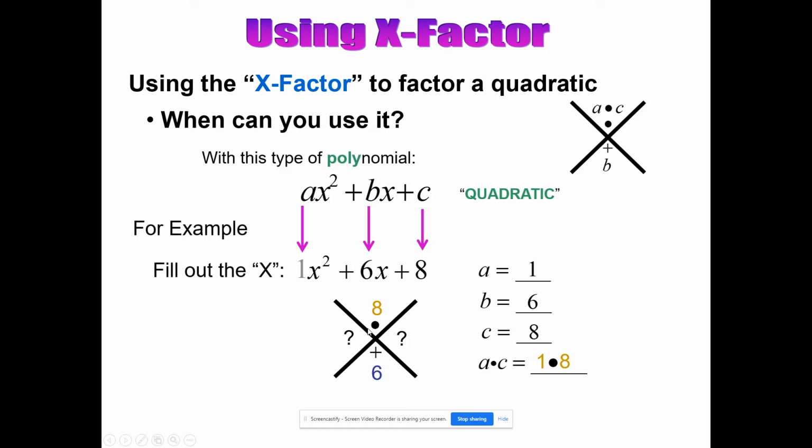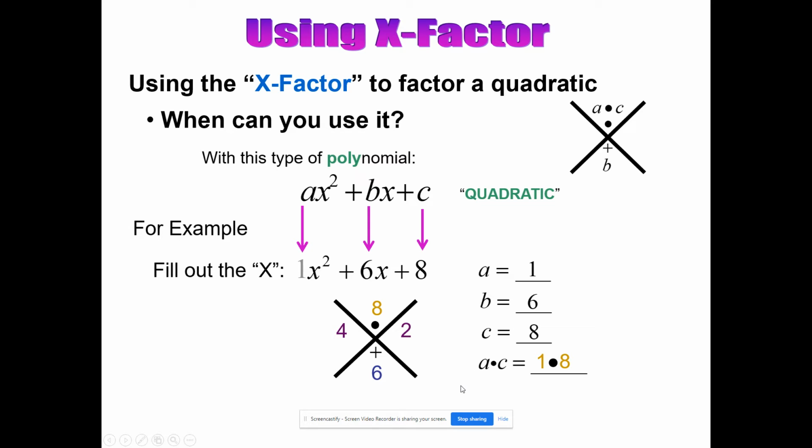So now let's fill in those two numbers. What two numbers multiply to 8 that also add to 6? Well, this is an easy one because they're both positive. We have a positive 8 and a positive 6, so I know both of these need to be positive, and it's going to be 4 and 2. And remember, it does not matter which order you put them in. You can make it 4 and 2, or you can make it 2 and 4.